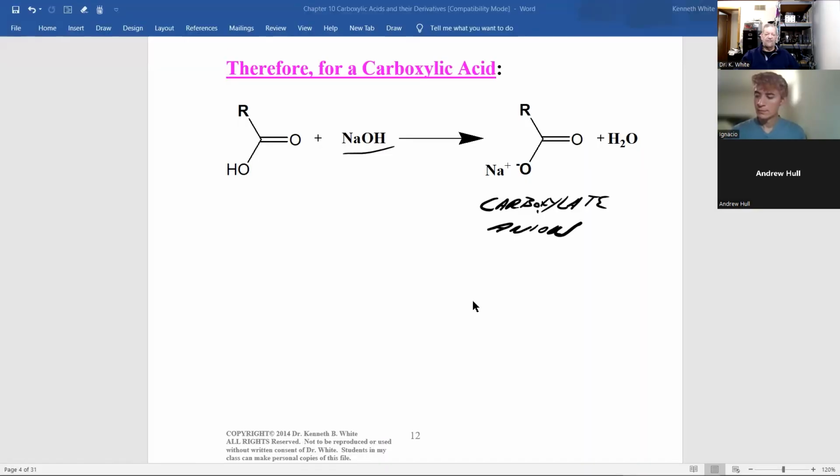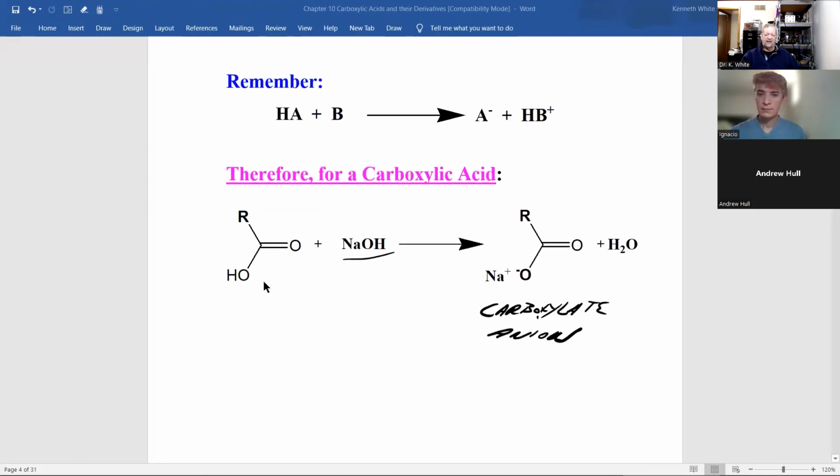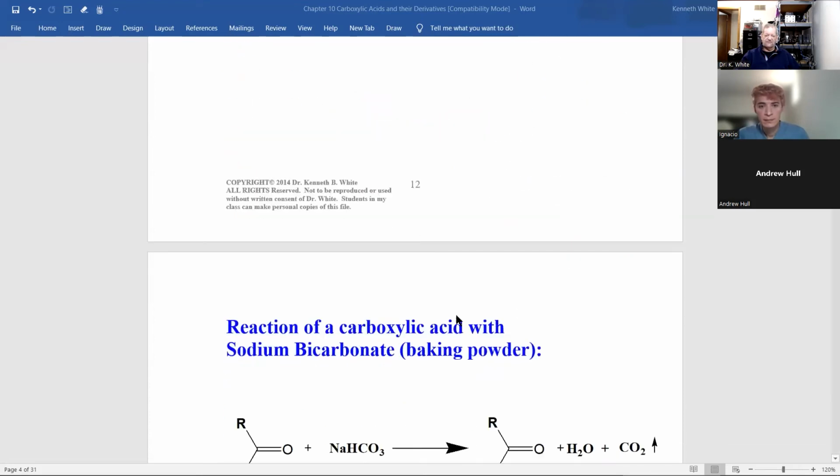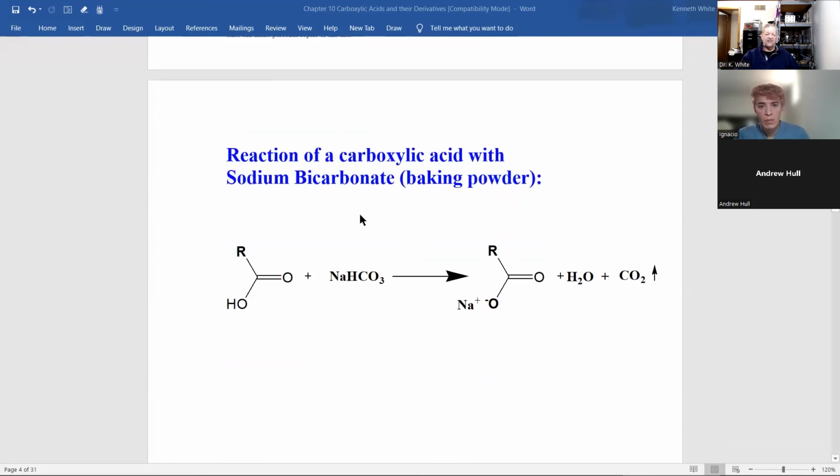All right, now, if you notice, a carboxylic acid is an acid reacted with a base, you get the carboxylate anion. Now, there's a special reaction I'd like to share with you, and that's the reaction of a carboxylic acid with sodium bicarbonate, which, in other words, in your house, is baking powder.